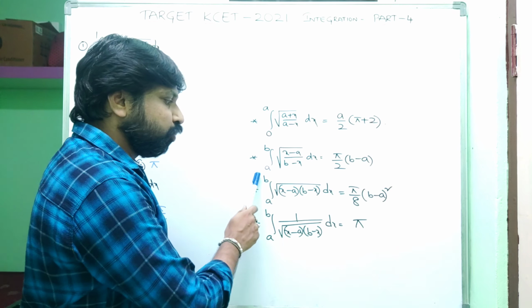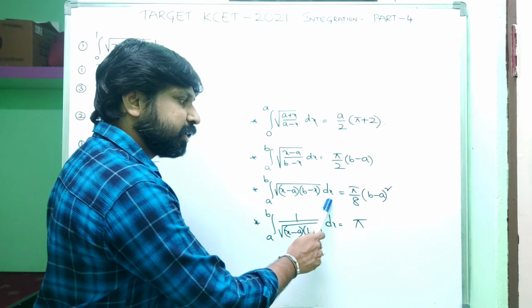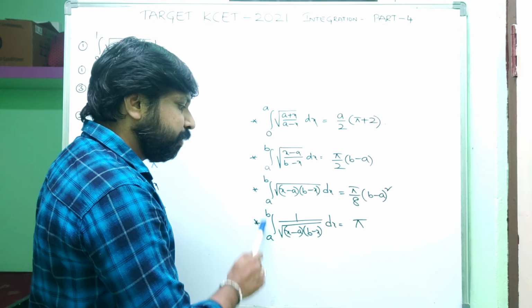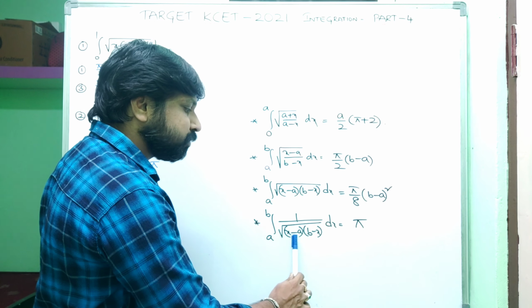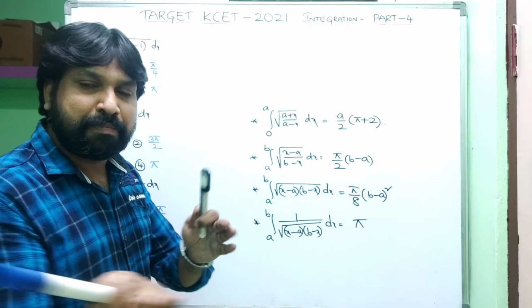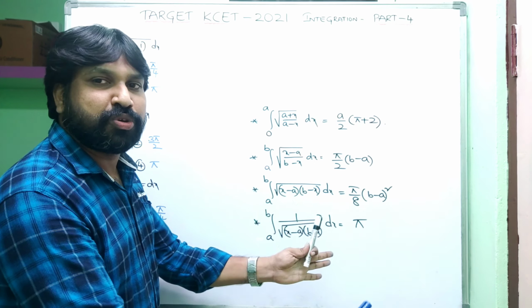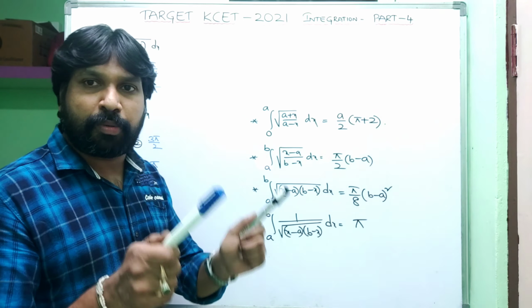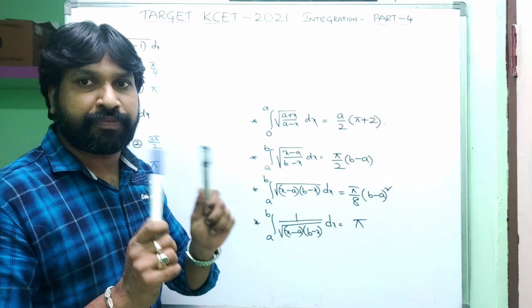In the same way, integral a to b root over (x minus a) into (b minus x) dx is pi by 8 into (b minus a) whole square. And integral a to b 1 by root over (x minus lower limit) into (upper limit minus x) dx, the result is simply pi. No need to substitute anything, the result will be pi. By using these shortcuts, your problem will be solved within a fraction of seconds.